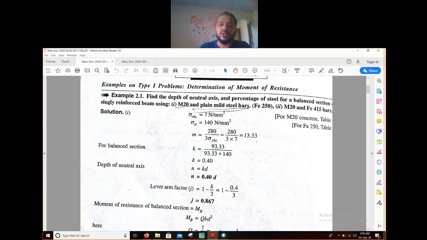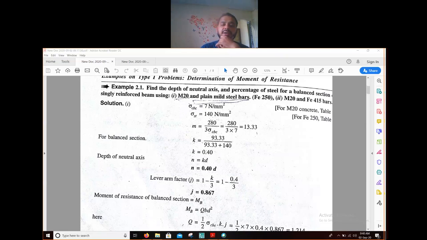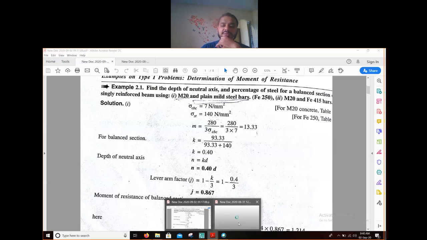Next, we also have to find out the percentage of steel. For that, first we need the value of j. We have a relation between k and j. In the last class I showed you in the PDF.